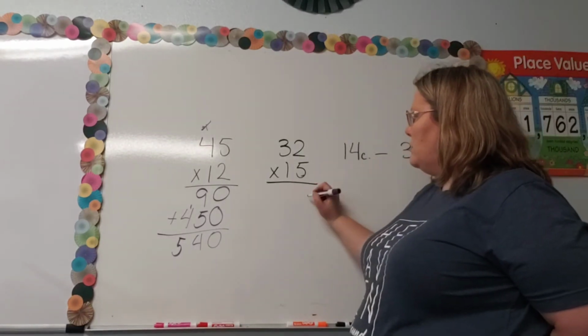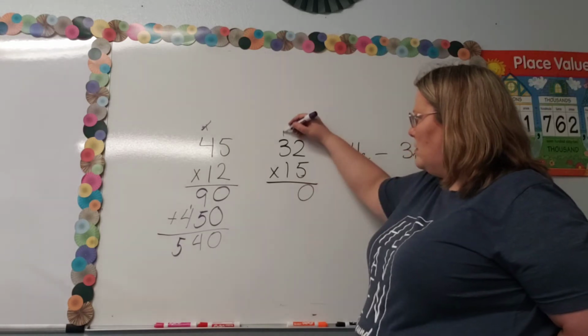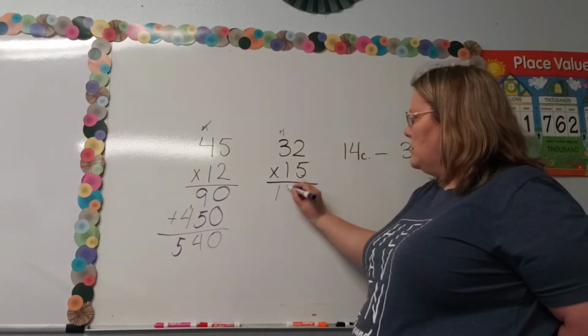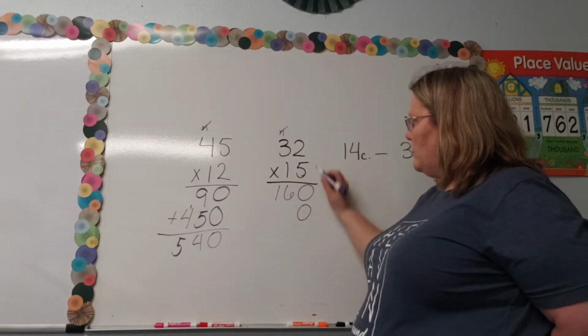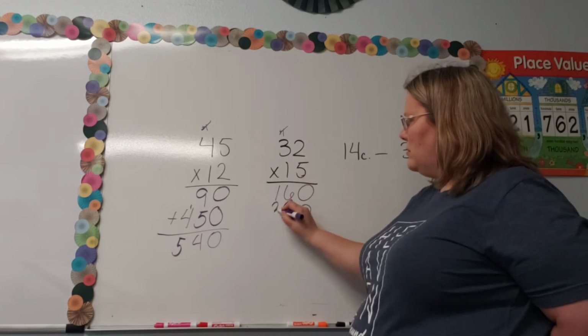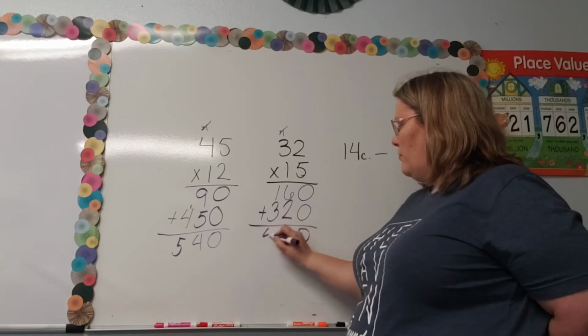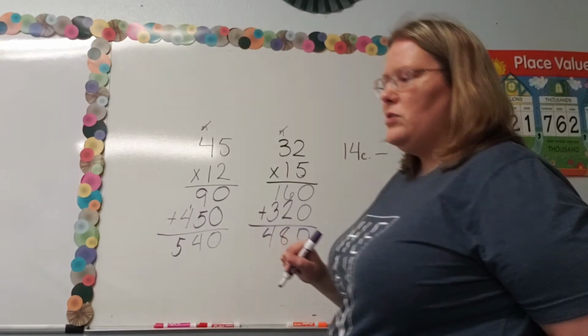2 times 5 is 10 again, plus 1. 3 times 5 is 15, plus 1 is 16. I've used this, I'm done. Okay, I have my 0. Okay, 2 times 1 is 2, 3 times 1 is 3. Add them together. 480. Okay, number 3 says define the average, circle your answer.